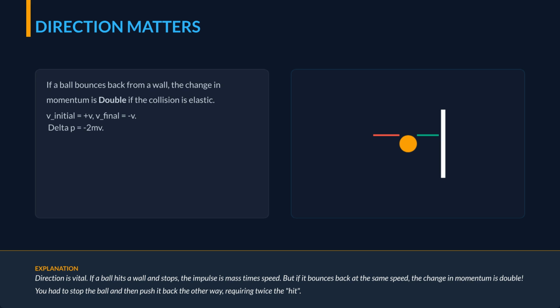Direction matters for impulse. If a ball bounces back from a wall at the same speed, the change in momentum is double what it would be if it simply stopped. This requires twice the impulse.